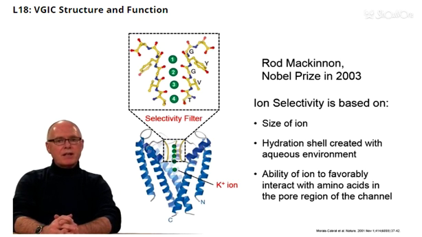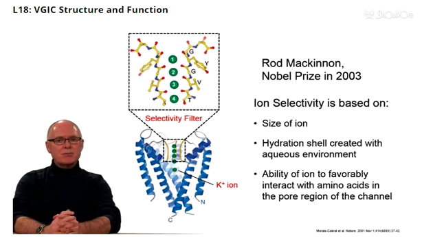For example, the sodium ion is approximately 95 angstroms, and when interacting through hydrogen bonds with water molecules, it's slightly smaller than 4 angstroms. Potassium, on the other hand, is larger and is greater than 1 angstrom on its own and larger than 4 angstroms with its hydration shell.